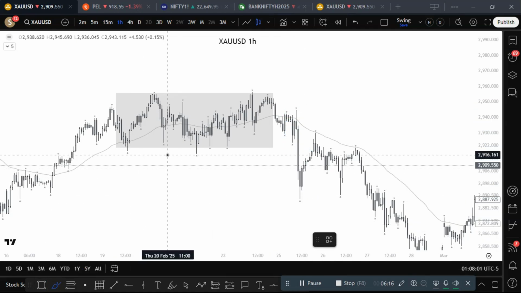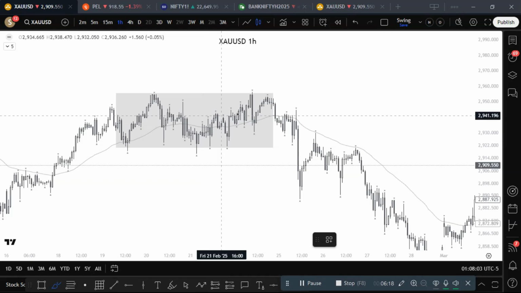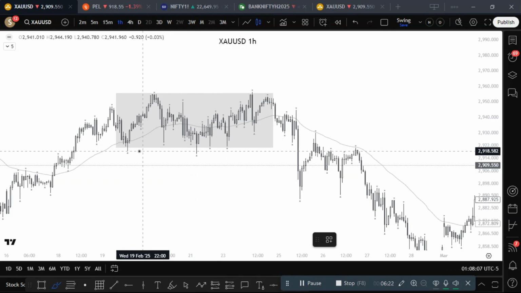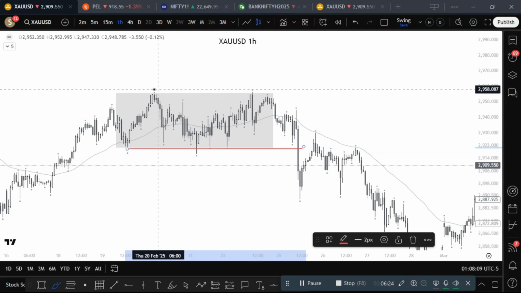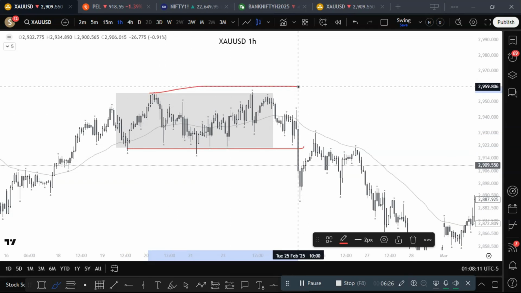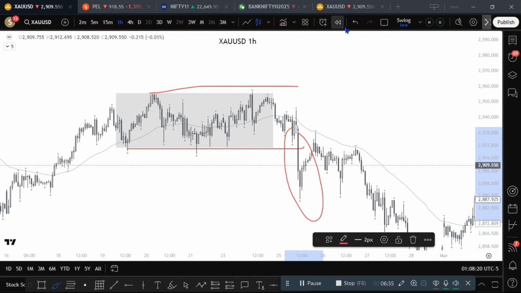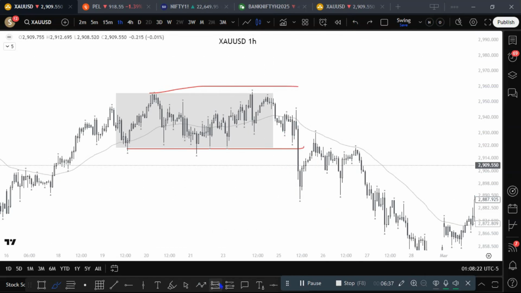Two things you need to verify the expansion. First of all, price starts to break the box on either side. So here price broke the box to the downside and you can identify that it is the expansion phase. You can simply short.